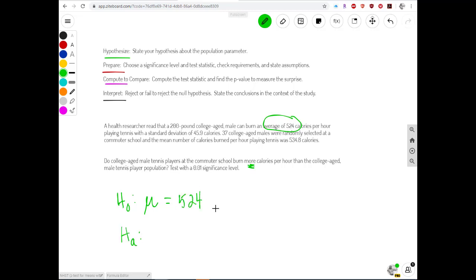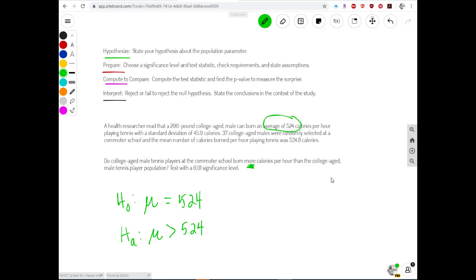And the alternate hypothesis is looking to see if the sample is more than 524. Why is this the same? Well, these are the same because it's the population information. We're using mu because it's a mean, and more because we're just concerned with it being more than the population. Okay, not less, not different, just more.